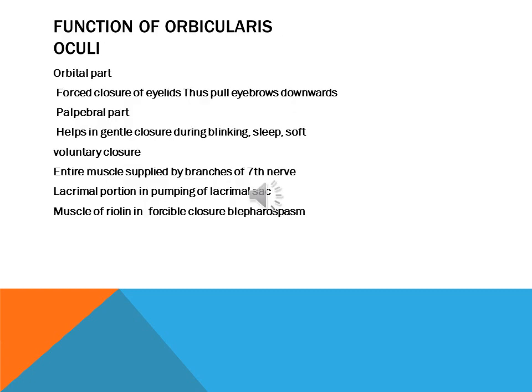Functions of the orbicularis oculi. Orbicularis oculi helps in closure of the eyelids in various mechanisms. The orbital portion takes up the work of forced closure of the eyelids, as in cases of winking, and when noxious influences come in. The palpebral part helps in soft closure and blinking, and also soft voluntary closure.